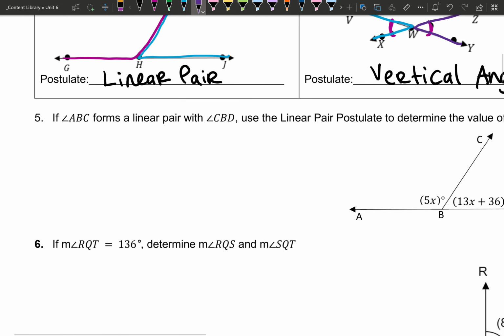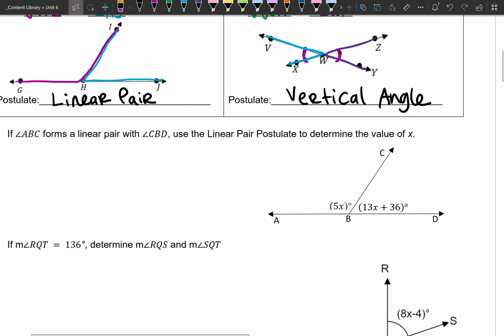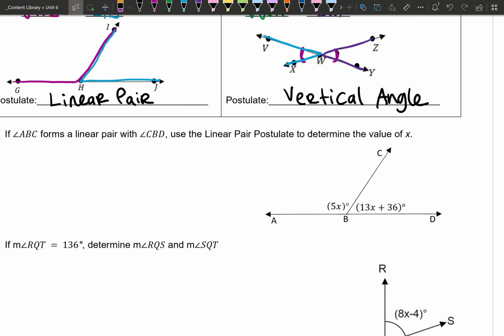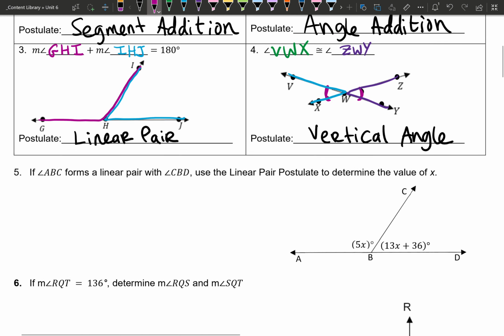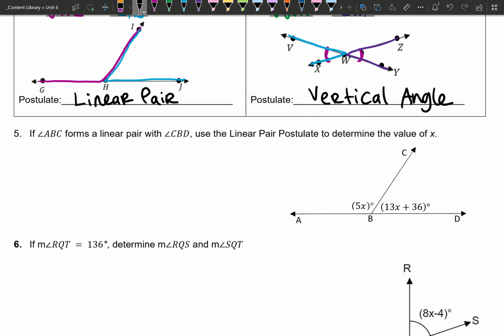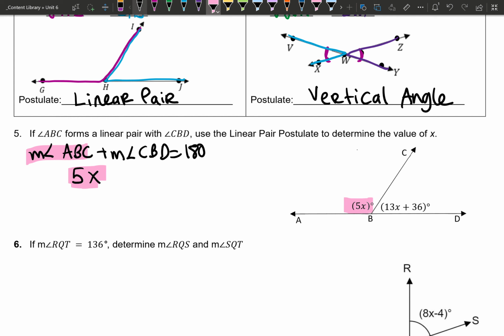Okay. Number 5. If ABC forms a linear pair with CBD, let's use the linear pair postulate to determine the value of x. Well, based on number 3, I can write the measure of angle ABC plus the measure of angle CBD equals 180. Well, ABC is 5x. So instead of ABC, I'm going to write 5x.